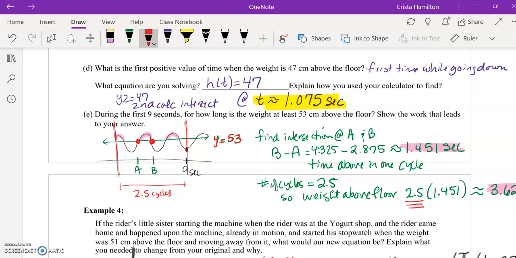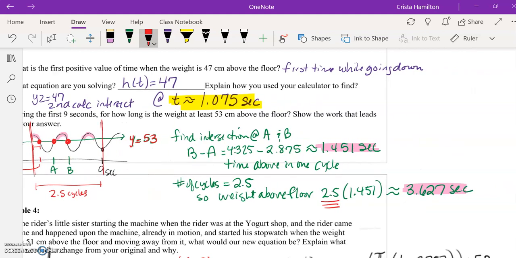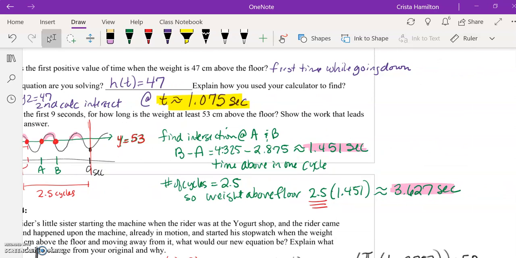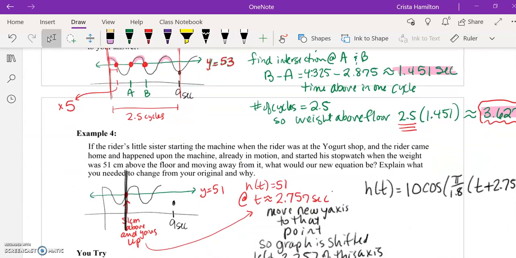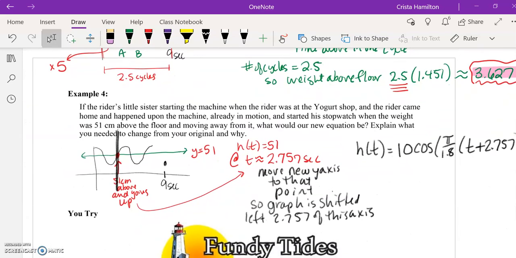You could have found this intersection point right here and calculated this distance, which of course would have been the x value. And then you could have multiplied that intersection point value by 1, 2, 3, 4, 5, because you have 5 of these little half times going up. But either way you go, you should get the same values that I got over here for the final value of 3.627 seconds.